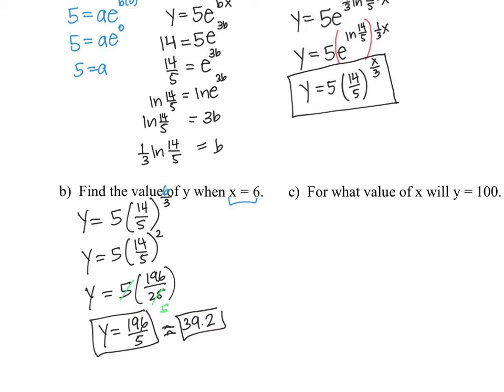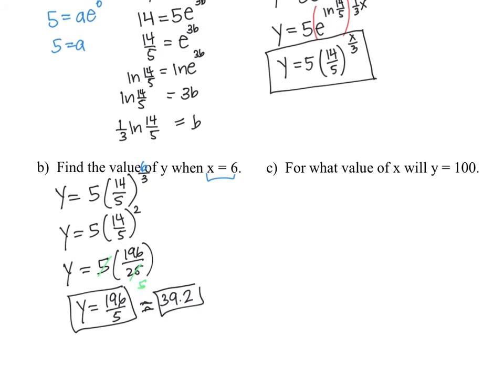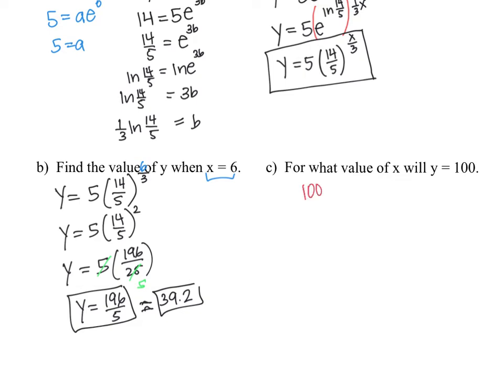Okay, so for part C, you're going to solve for x when you are given a y value. So it tells me y is 100. So I'm going to have 100 is equal to 5 times 14 over 5 to the x over 3. Okay, I'm going to divide the 5 over first.